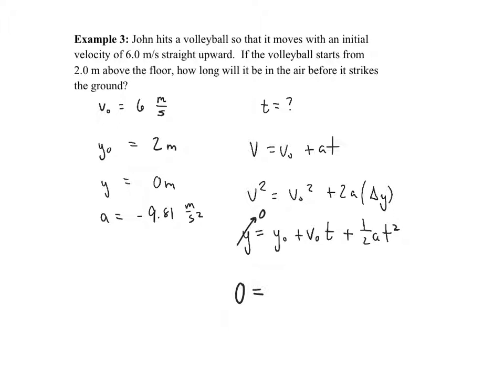So 0 is the final height. 2 is the initial height. The velocity was 6 times t. And this is always going to be minus 4.905 t squared. Okay, you've got to be able to solve a quadratic at this point in your math. If you're having trouble with that, come see me on how to solve that. You'll get two answers. Which answer do we actually use? The positive answer. Okay? It's on the next slide right here.